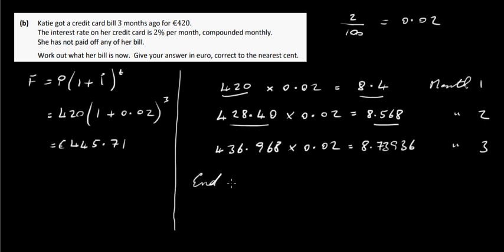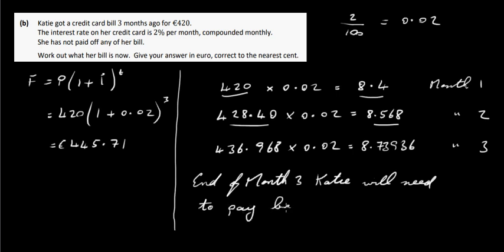So at the end of month 3, she will need to pay back. What we're going to do again is just add these two here, and you do get 445.71 euros to the nearest cent. When you add these two you'll get more decimal places, but round to the nearest cent and you will get this value here again.